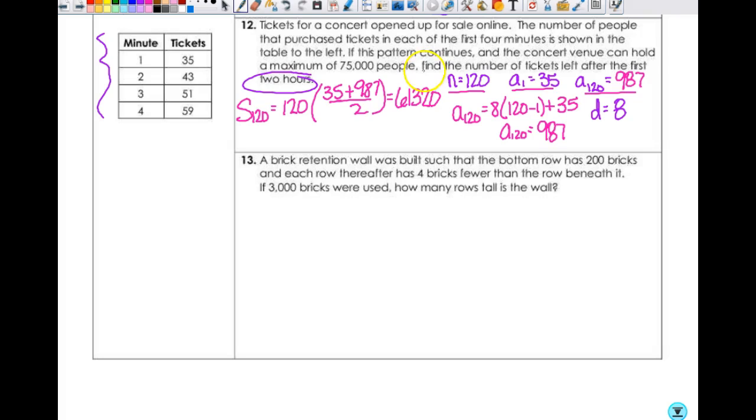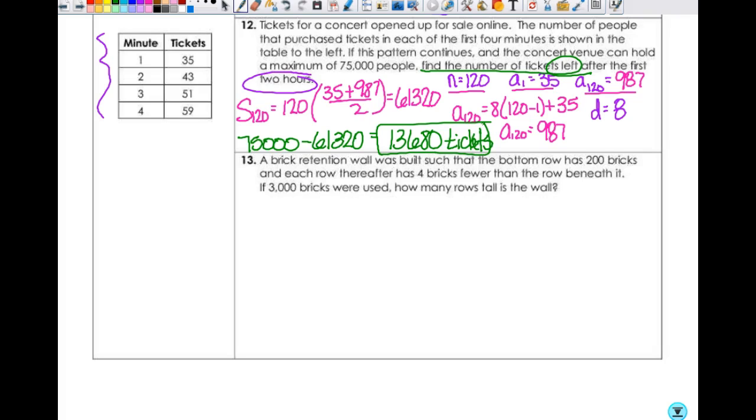This says find the number of tickets left after the first 2 hours. So I have to take that 75,000 and subtract 61,320. I don't have that number written down. 13,680. Thank you. That's how many tickets are left. Tickets. That says tickets. All right. Any questions at all?